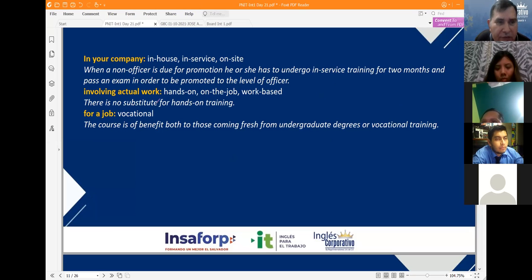So, involving actual work: hands-on, on the job, work-based means that they are teaching you exactly what you're going to be doing. Okay, not much theory, but very practical. So that is hands-on, on the job, or work-based. There is no substitute for hands-on training. For a job, vocational: the course is of benefit both to those coming fresh from undergraduate degrees or vocational training. All right, something like that.